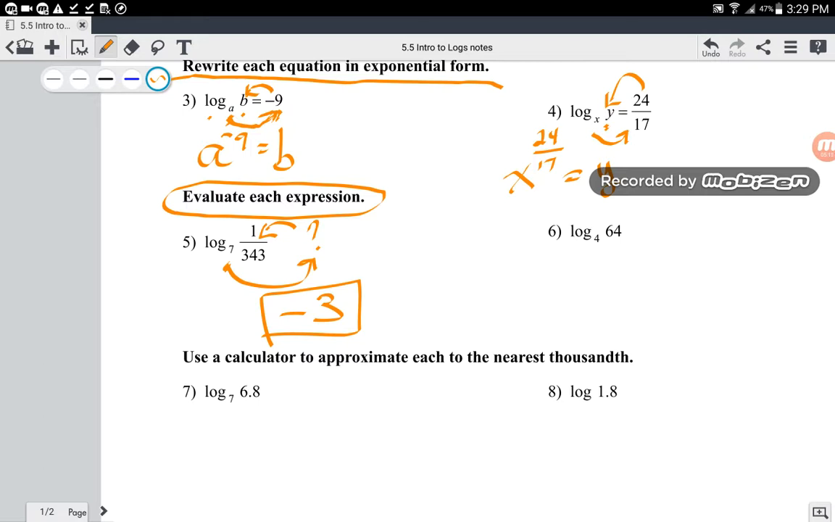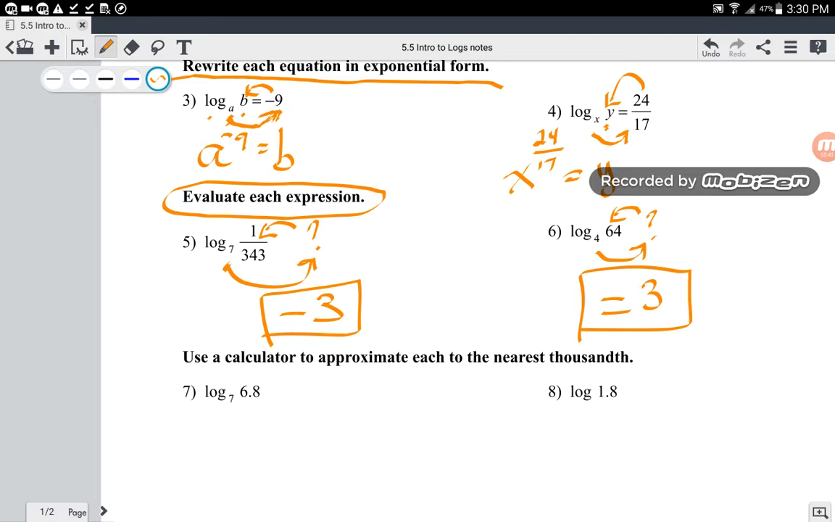Number 6 is asking 4 to what power equals 64. And this will all evaluate down into some number. 4 to what power gives you 64? And the correct answer is 3. 4 to the third is 64. So it all evaluates down into one number.